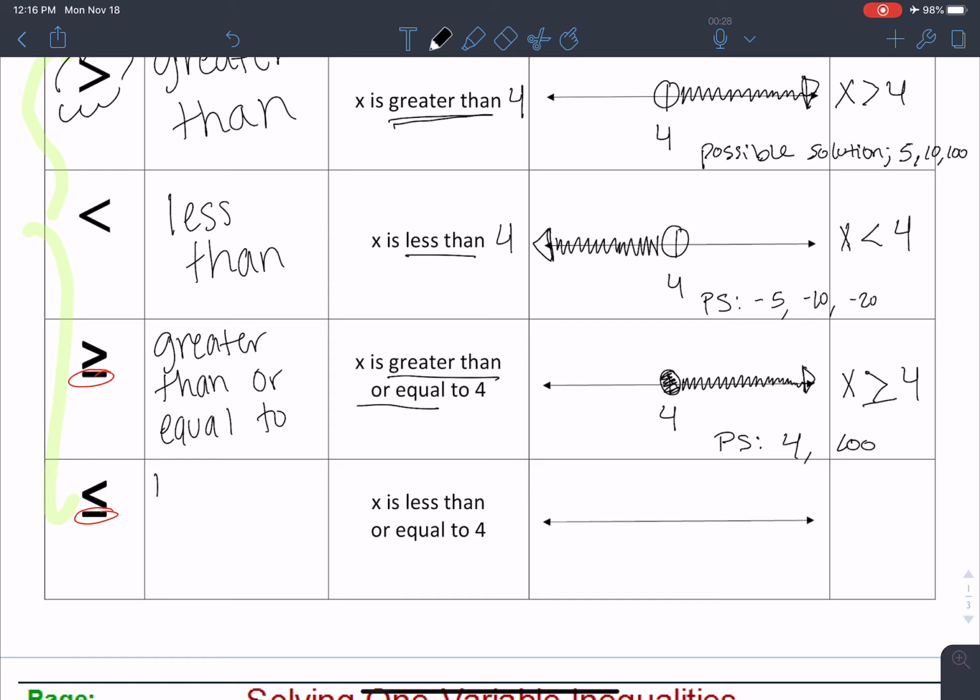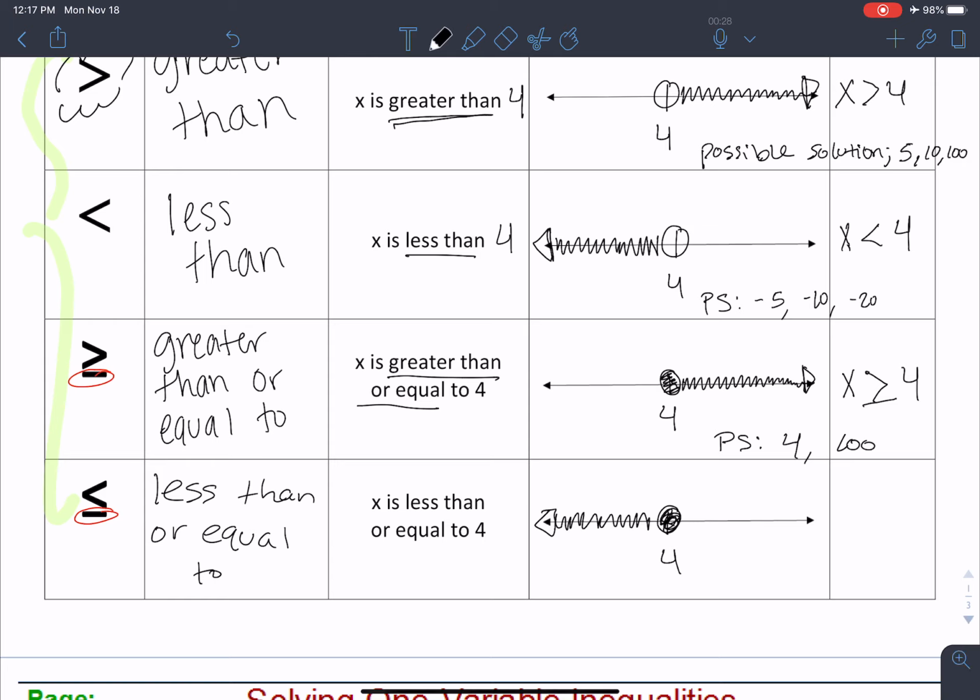And then the last one is less than or equal to. Okay, so again, I take my 4 to be right here. I put a closed circle because it's equal to, but this time my numbers are less than 4. So I'm going to shade to the left of 4 like the second example.